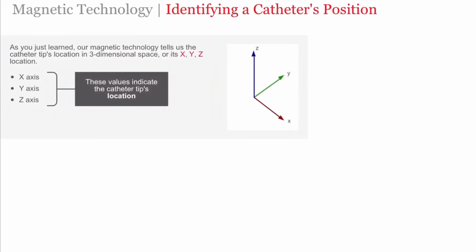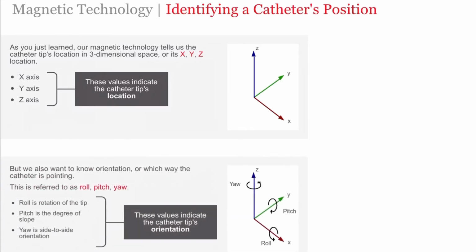As you just learned, our magnetic technology tells us the catheter tip's location in three-dimensional space, or its XYZ location. But it is also helpful to know orientation, or which way the catheter is pointing. This is referred to as roll, pitch, and yaw. How do we determine the orientation of the catheter tip?